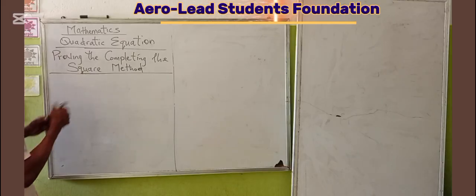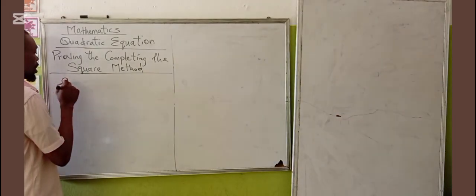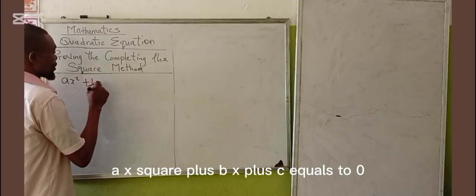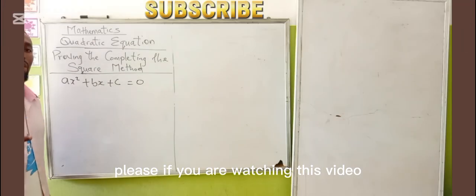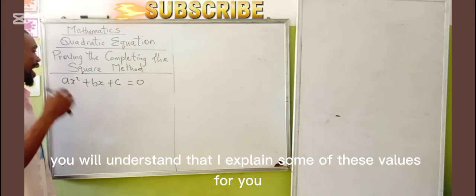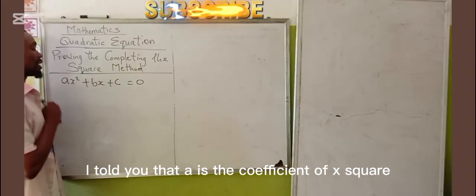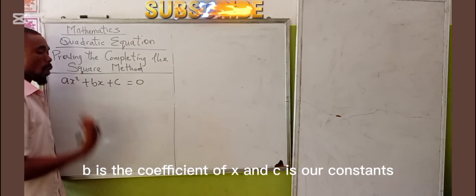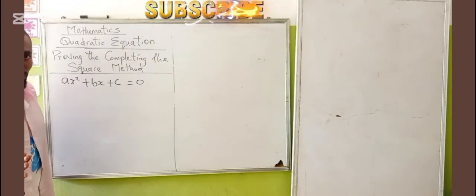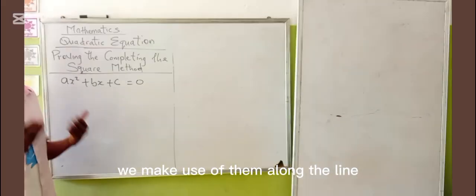Okay, let's go on. I'm taking a simple quadratic equation pattern of question. Ax squared plus bx plus c equals to 0. Please, if you are watching that video, you understand that I explained some of these values for you. I told you that a is the coefficient of x squared, b is the coefficient of x, and c is our constant. So understand those languages because at the end of the day, we'll make use of them along the line.